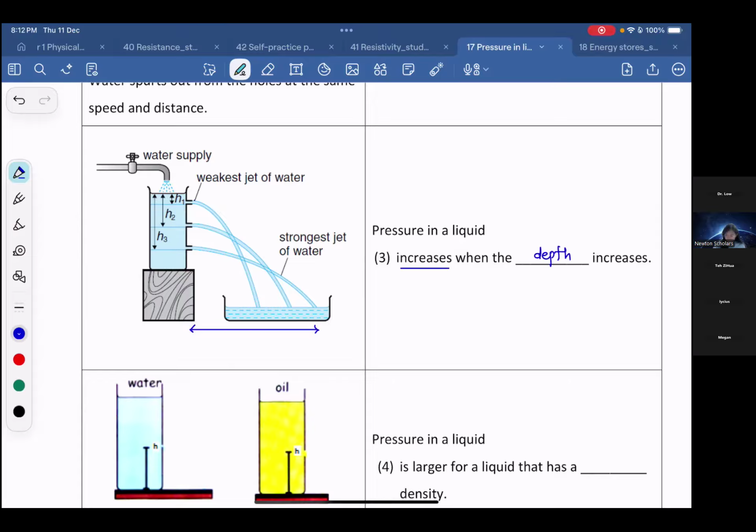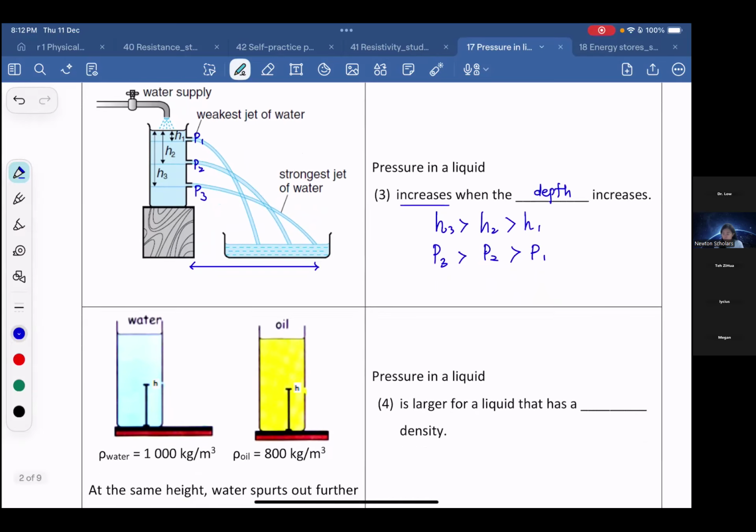So let's say I make this P1, here P2, here P3. We will find that P3 is greater than P2, greater than P1. Why? Because the depth at point 3, H3, is the largest. So when you go deeper, the liquid pressure increases. Okay, then we go down here.